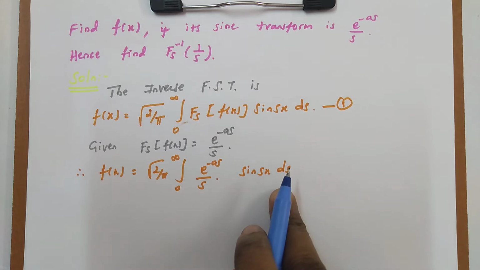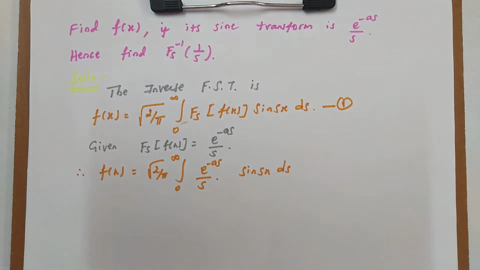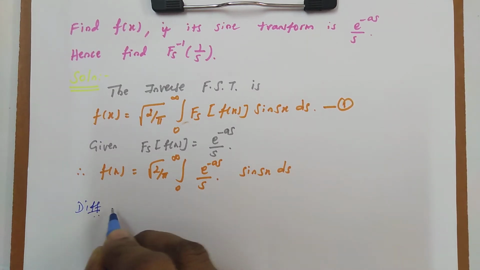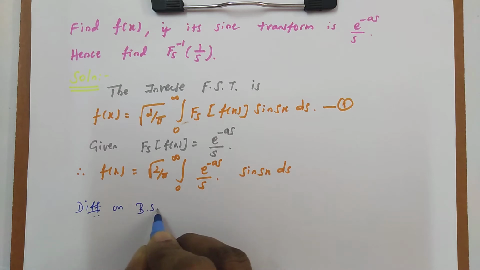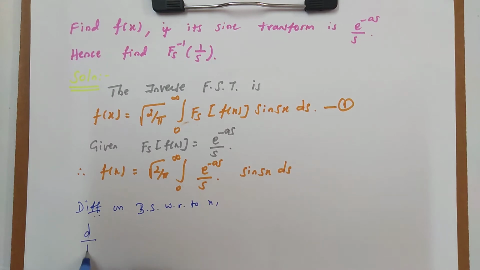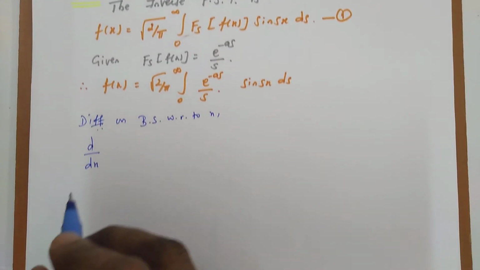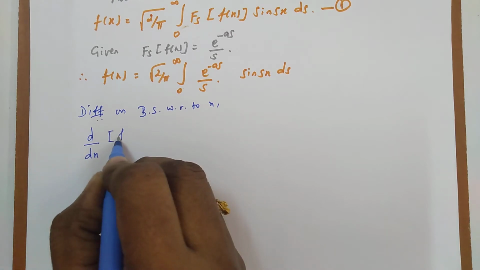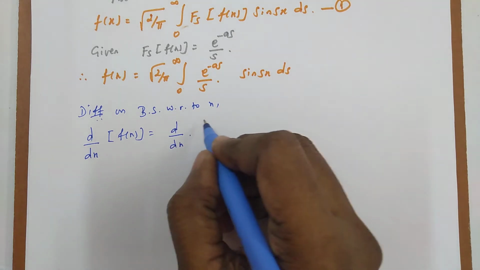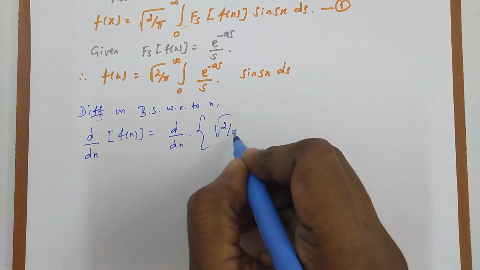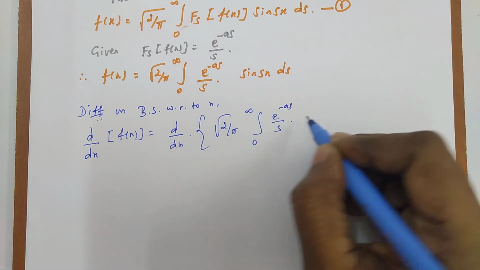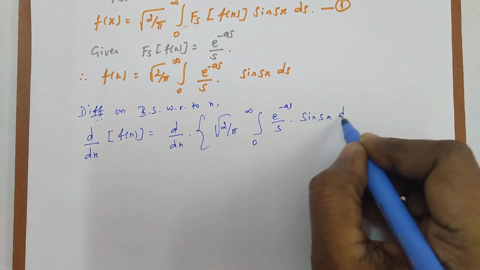Now what we are going to do is, we are going to differentiate both sides with respect to x. So differentiating on both sides with respect to x, d by dx of f of x is equal to d by dx of root of 2 by pi integral 0 to infinity e power minus as by s sin sx ds.